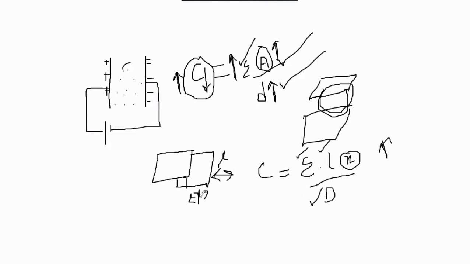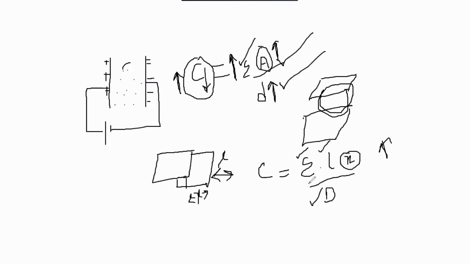So the area will decrease. The overlapping area increases or decreases by moving the plates. Understood? So by moving the plates we are changing the area, so we are varying x.